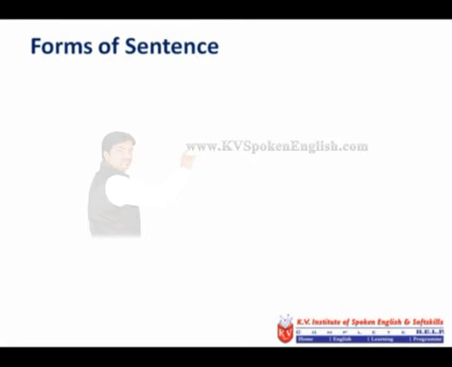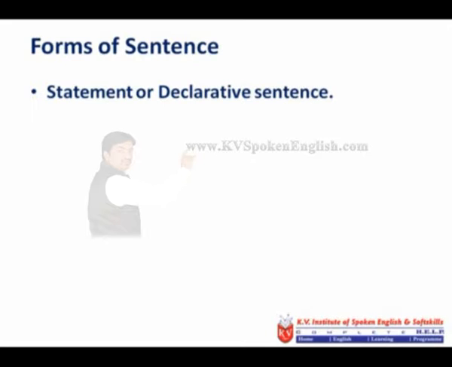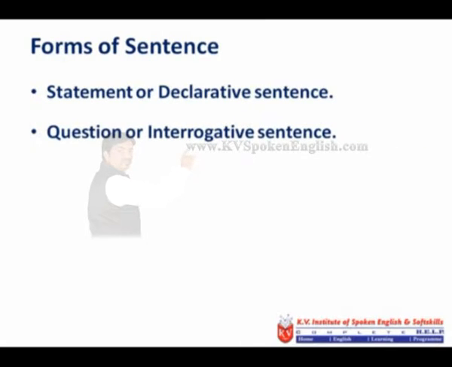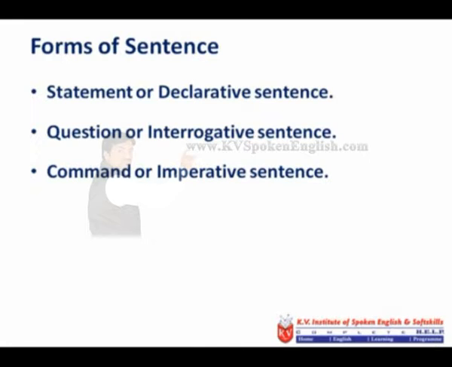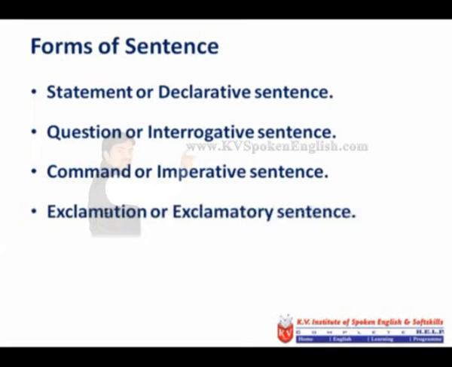Now, let's see forms of sentence. A sentence has 4 forms. They are statement or declarative sentence, which ends with a full stop or a period. Question or interrogative sentence, which ends with a question mark. Command or imperative sentence, which ends with a period or an exclamation mark. Exclamation or exclamatory sentence, which ends with an exclamation mark.